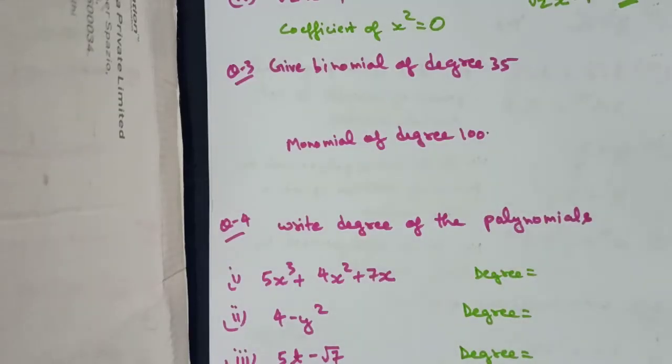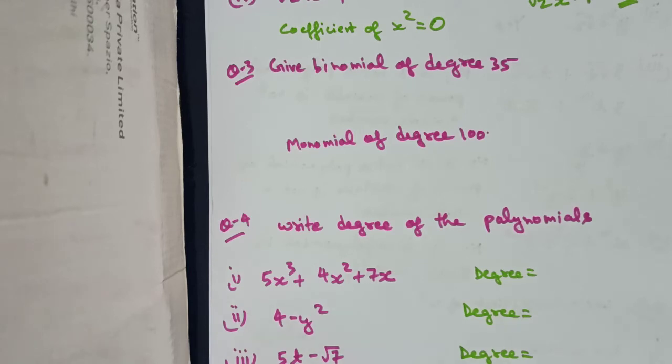Okay, now question number 3. Give a binomial of degree 35. Binomial means a polynomial. It should have how many terms? It should have 2 terms. And the degree is 35 means the highest power of the variable should be 35. So we can have an infinite number of polynomials with binomial and degree 35.